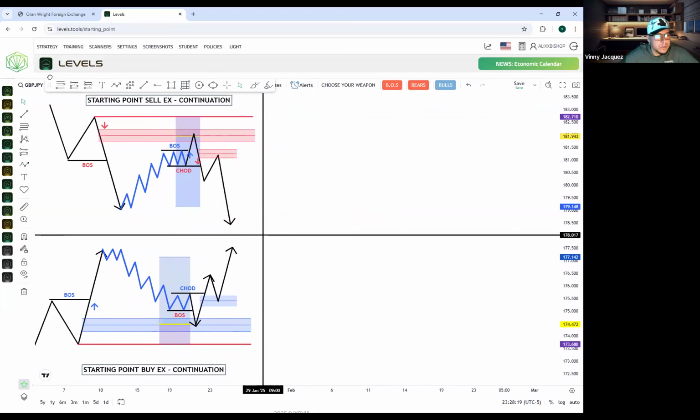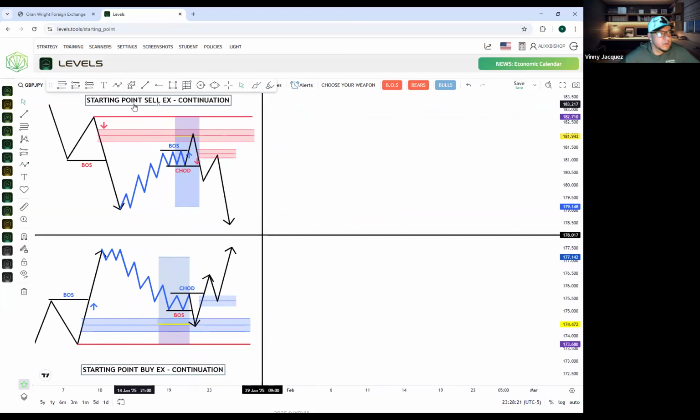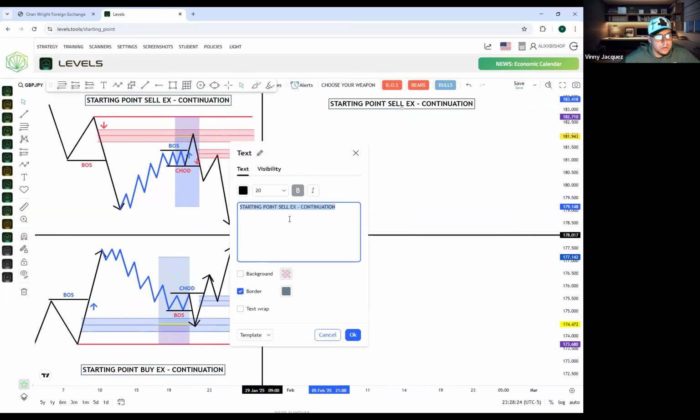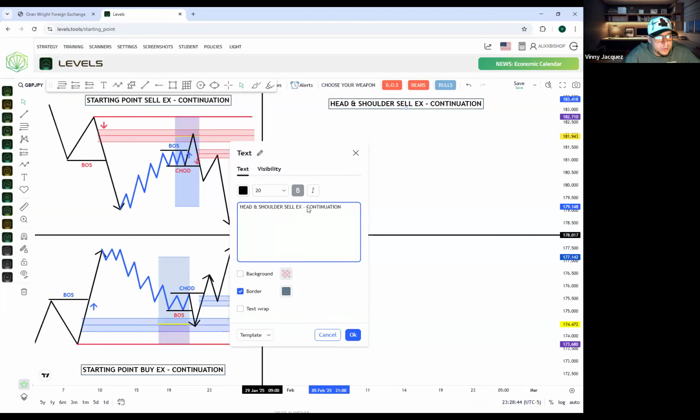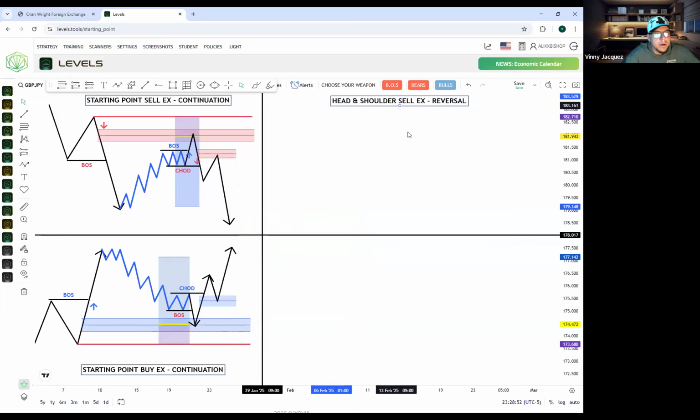All right, cool. Move this way. Now for head and shoulders. Head and shoulders sell example, and this is going to be a reversal. Head and shoulders sell example, and it is going to be for the reversal.